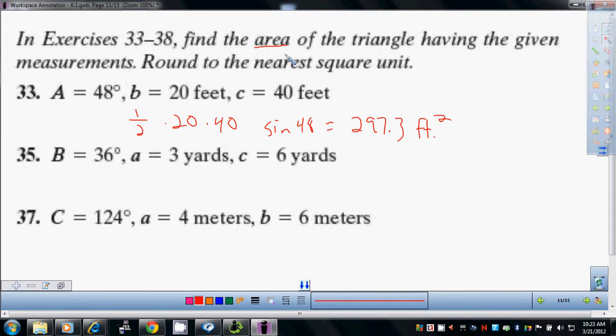Okay, let's just set the other two up. Even though the letters don't match up the same, you still have two sides not opposite this angle. So it's going to be 1/2, one of the sides times the other side times sine of the angle between them. Bang. And you would find that one there like that. You don't have to punch it in. We're just setting them up. The last one, same difference. 1/2, one side times the other side times sine of the angle.